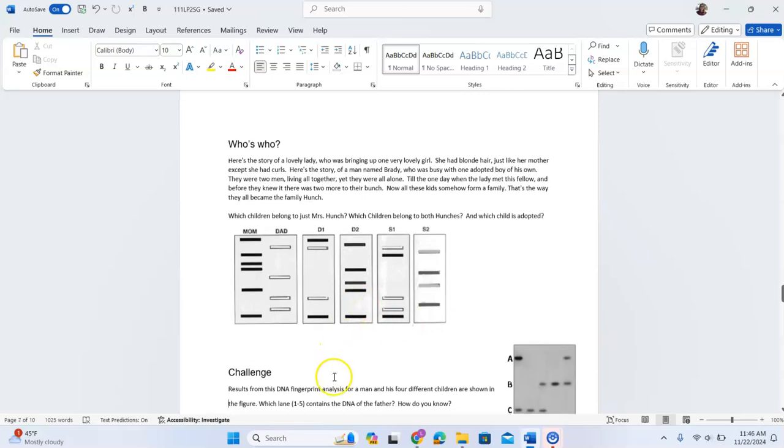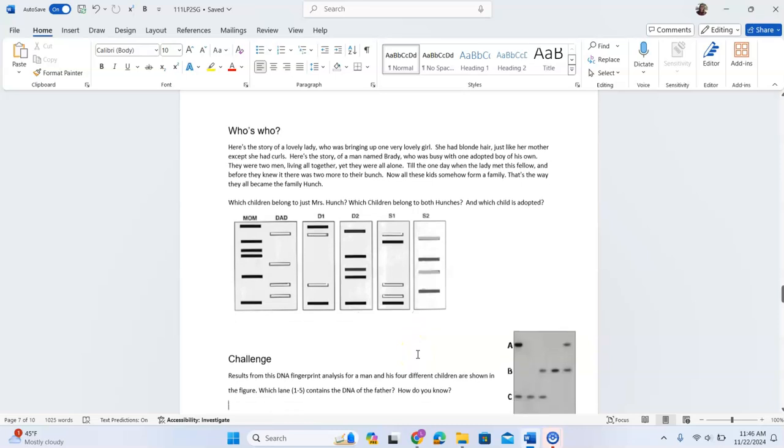all right, in this situation, we have 2 biological children, a child that's only the mom's, Mrs. Hunch, and then a child that is adopted. Son 2 is adopted. Daughter 1 and son 1 are biological offspring of both parents. And then daughter 2 is only Mrs. Hunch's. It's really helpful because the dad's bands are not shaded in. So it's easy to do this problem.